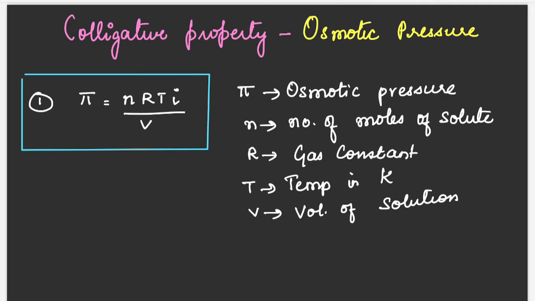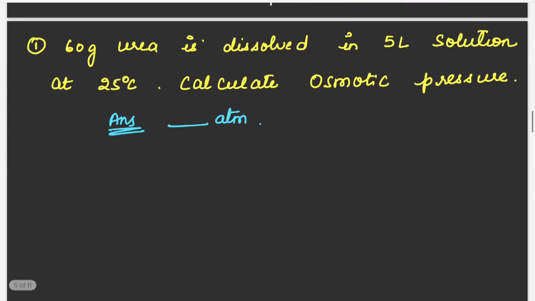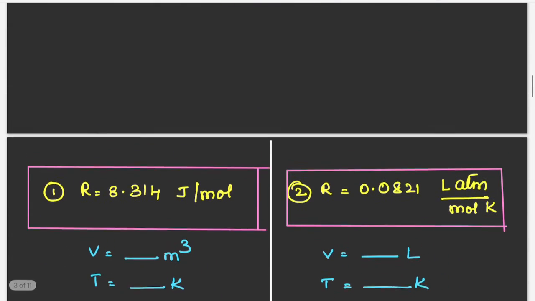Now to calculate the osmotic pressure, which formula are we going to use? The formula we are going to use is this one. This is pi. What is pi? Pi is called osmotic pressure. So pi is equal to N into R into T into I divided by V. N is the number of moles of the solute. R is the gas constant, and T should be temperature in Kelvin, and V is the volume of the solution. So this is the formula.